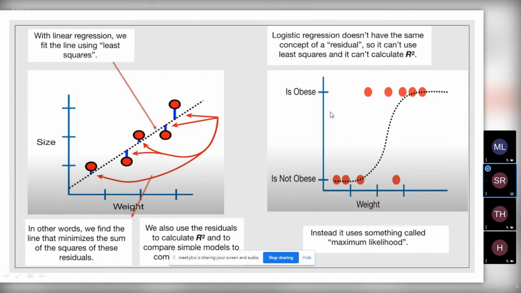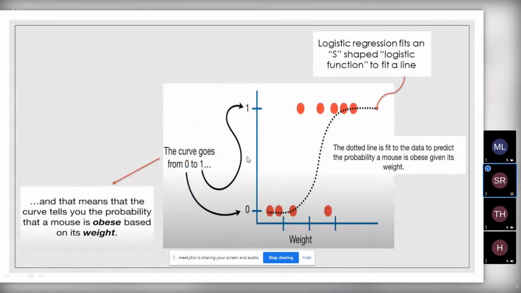However, in logistic regression, we do not have the same concept as the linear. We cannot measure the residual. From the residual, for linear we can calculate the R square, and then we can calculate the p-value for R square. But for logistic, we can't do that because the outcome is measured by probability, right? So instead of using the square method, we use the maximum likelihood. Okay, so let's say this is our best fit line for the logistic.